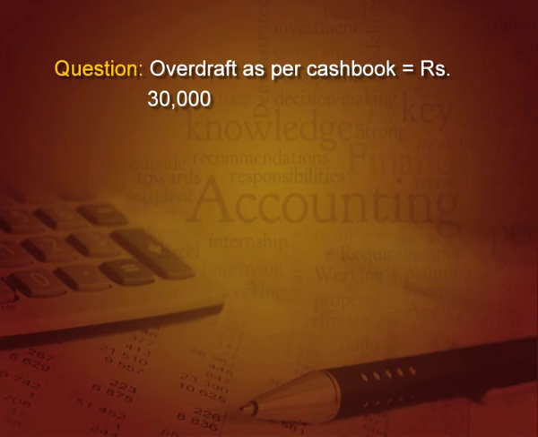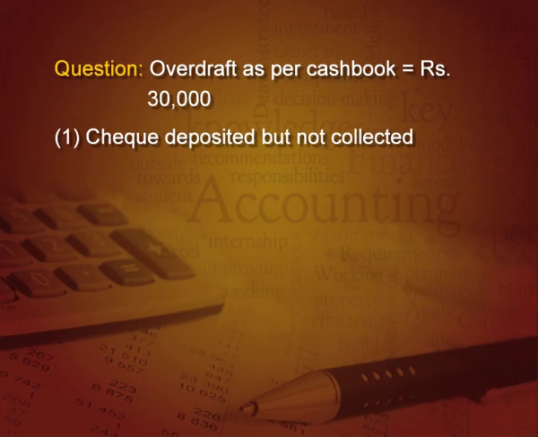Let us begin. The question is, overdraft as per cash book is 30,000. First entry, check deposited but not collected, 5,000.